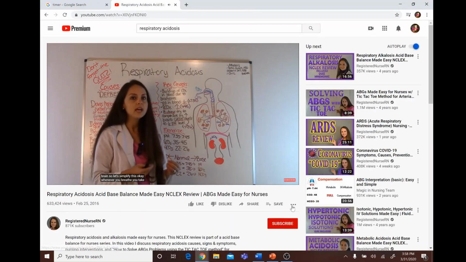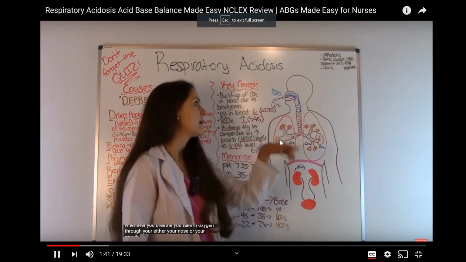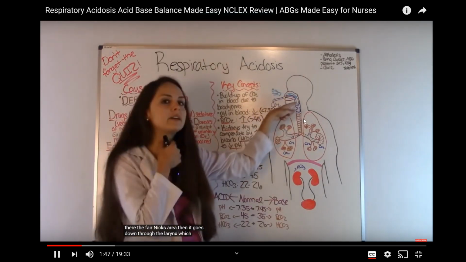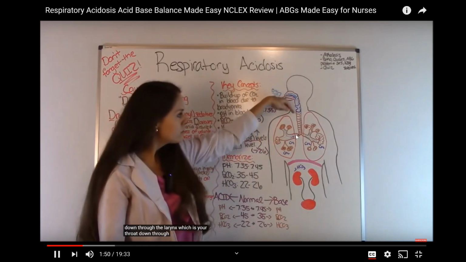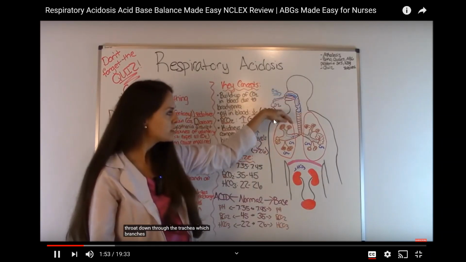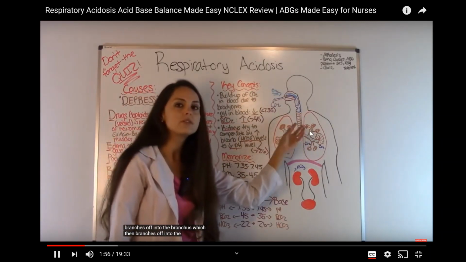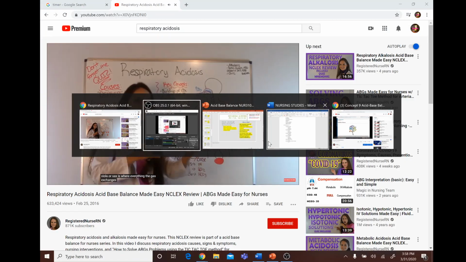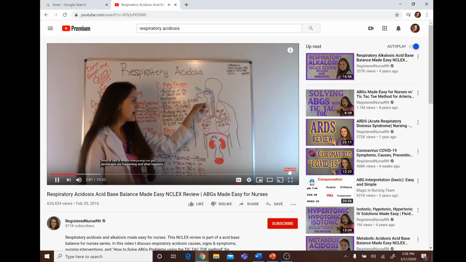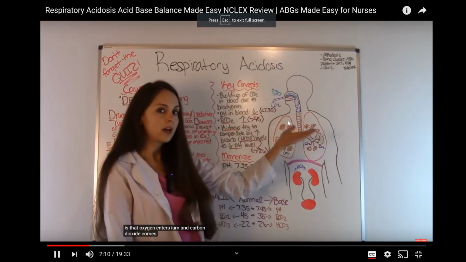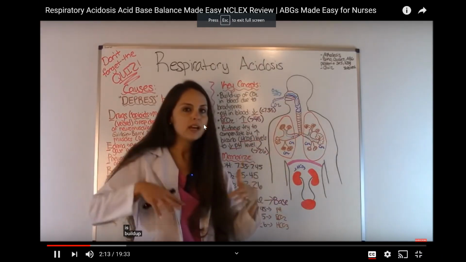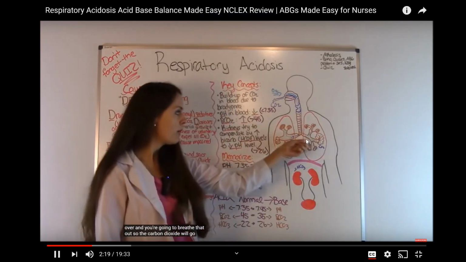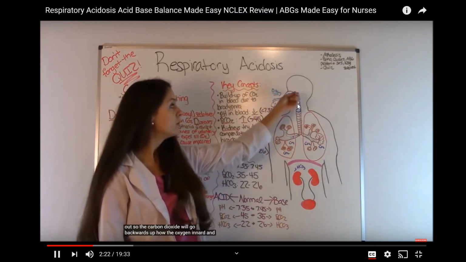Whenever you breathe, you take in oxygen through either your nose or your mouth. So the oxygen enters through there, the pharynx area. Then it goes down through the larynx, which is your throat, down through the trachea, which branches off into the bronchus, which then branches off into the bronchioles, and then to the alveolar sacs, which is where the gas exchanges are happening. And what happens is that oxygen enters in and carbon dioxide comes out, because carbon dioxide is that buildup of whatever your body has left over, and you're going to breathe that out.